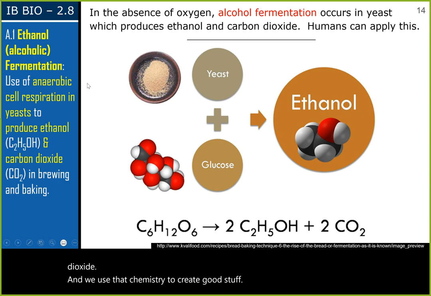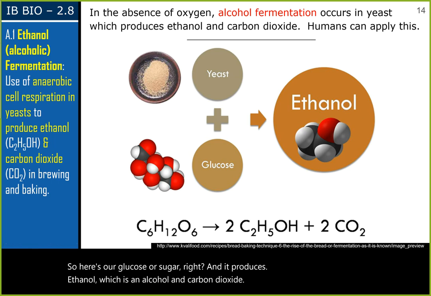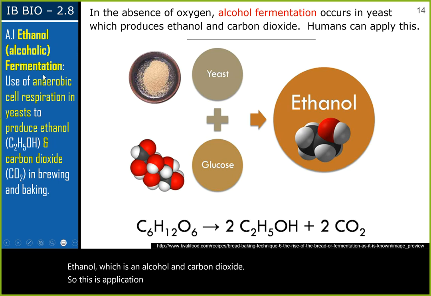So here's our glucose, our sugar, right? And it produces ethanol, which is an alcohol, and carbon dioxide. So this is application 1, ethanol alcoholic fermentation. Use of anaerobic cell respiration in yeast to produce ethanol and carbon dioxide.